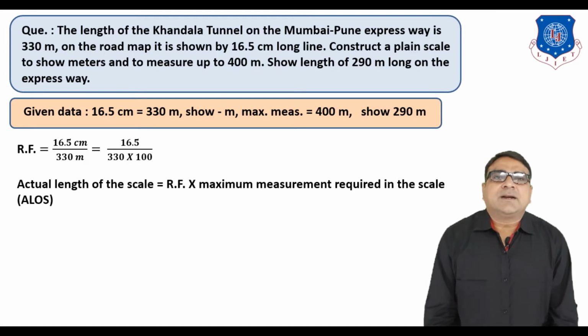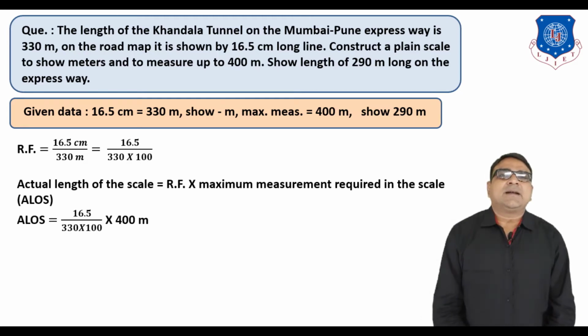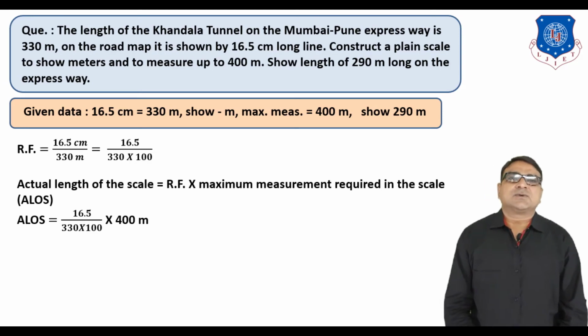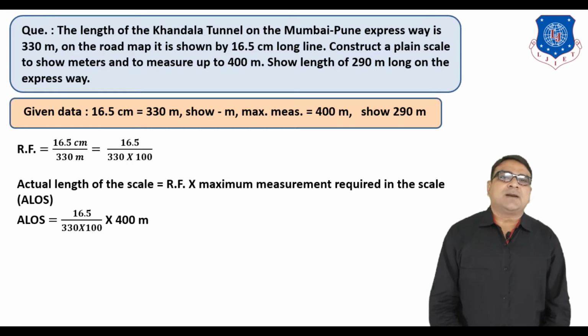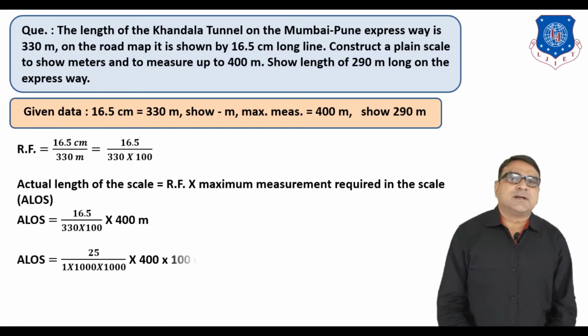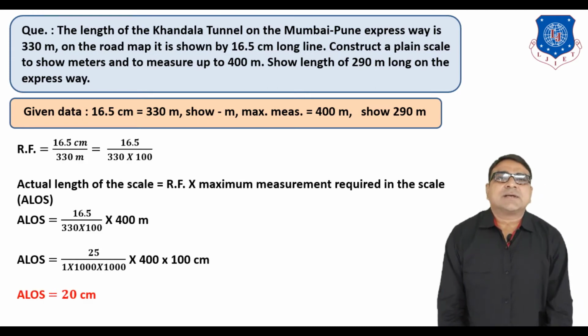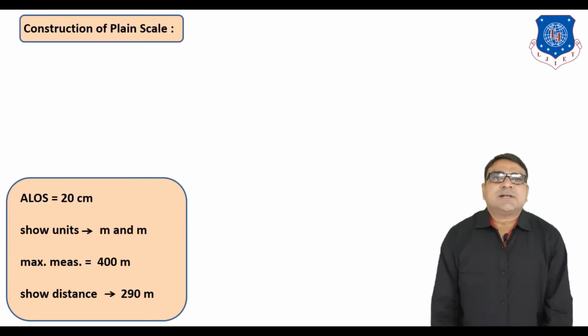Now find the actual length of scale. For that we need the RF and the maximum measurement required in the scale. The actual length of scale must be in centimeter, so convert this 400 meter into centimeter again. The final value of our actual length of scale is 20 centimeter. So how to construct it?